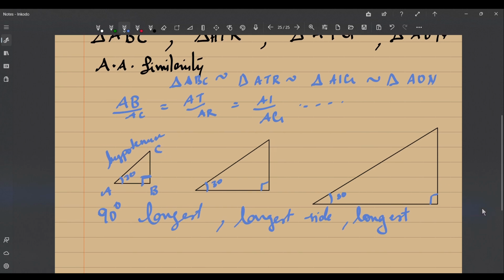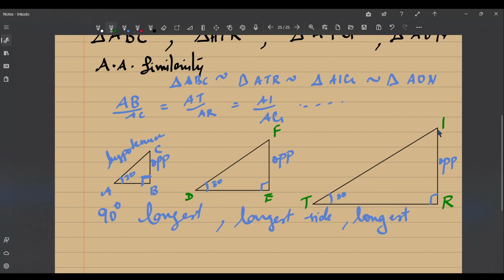And now the next side, let me consider the side which is opposite to 30 degrees. I am talking with the perspective of angle 30, the 30 degree angle. This is my opposite side, right? So if I name this triangle, I've already named it as ABC. Let me name this as DEF, and let me name my third triangle as TRI.